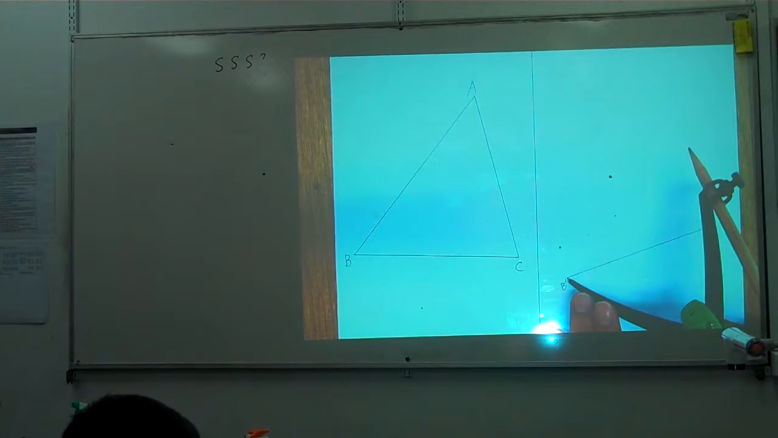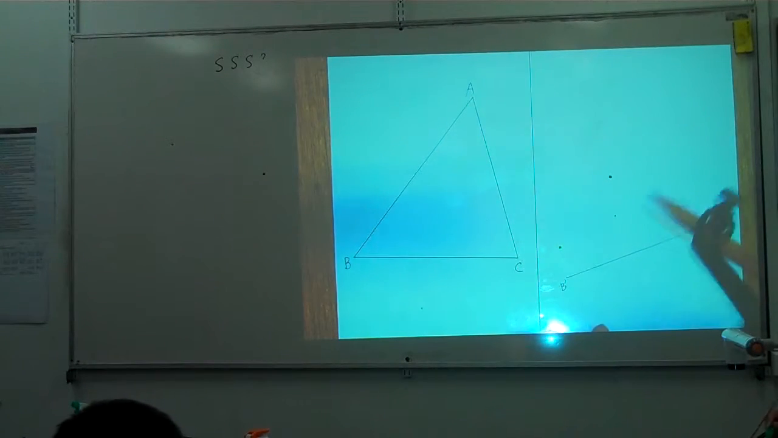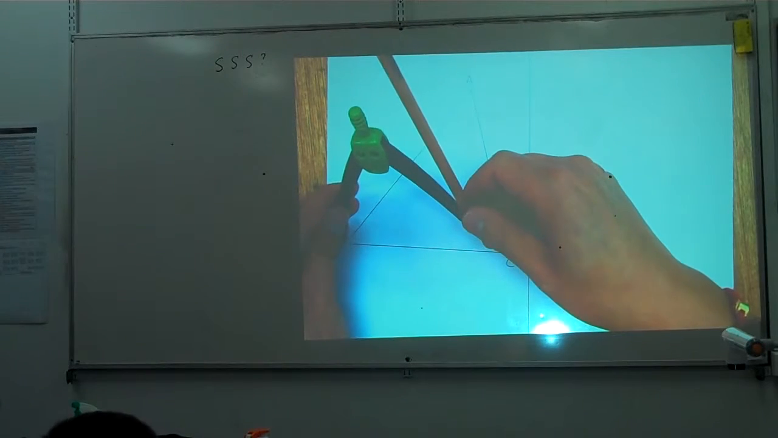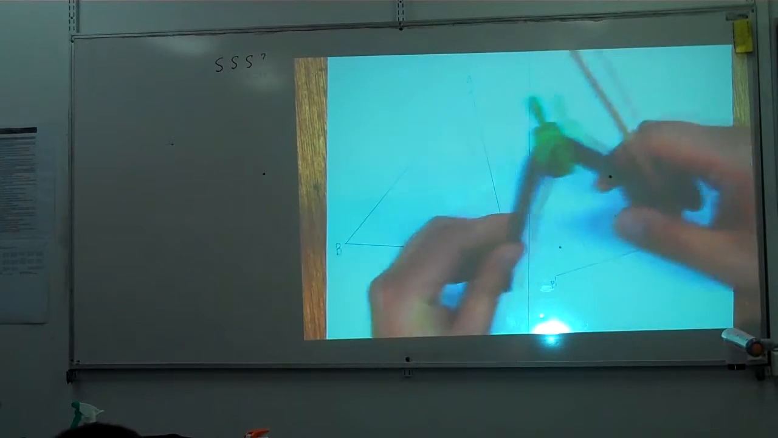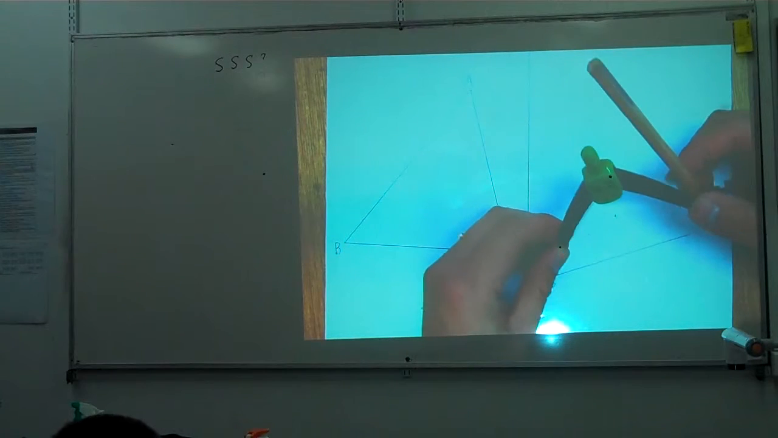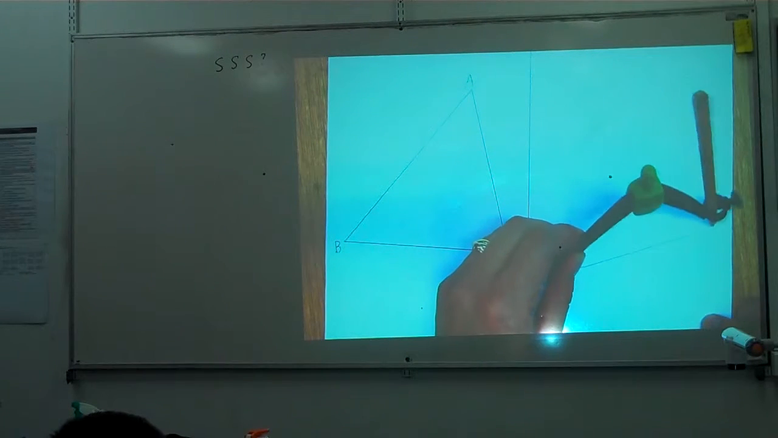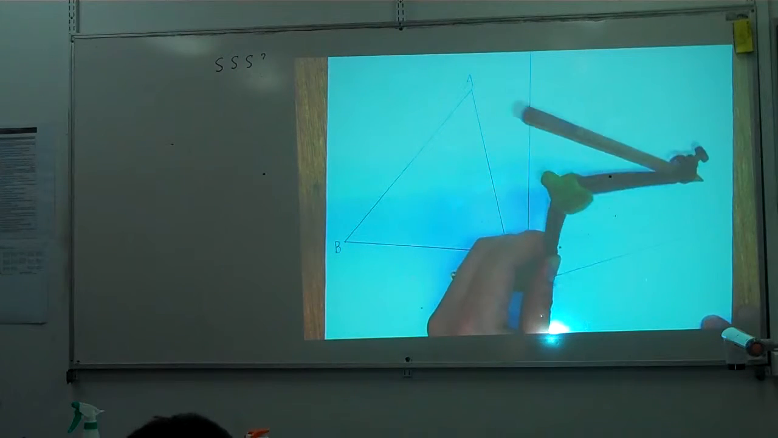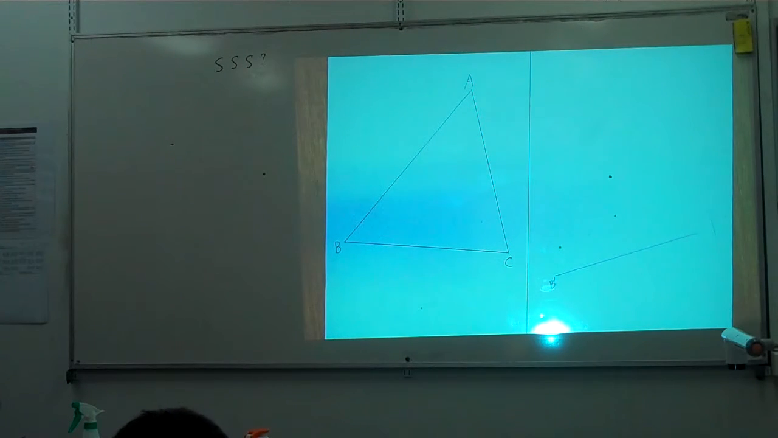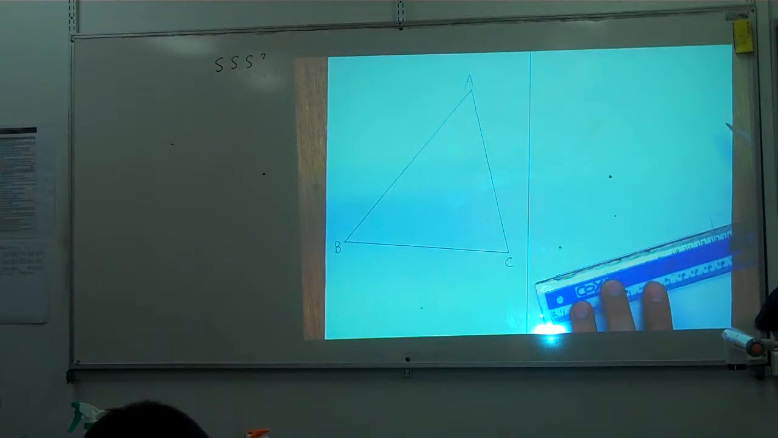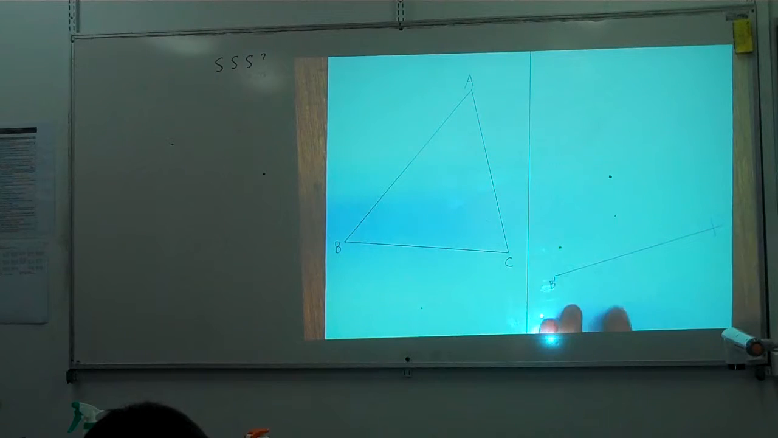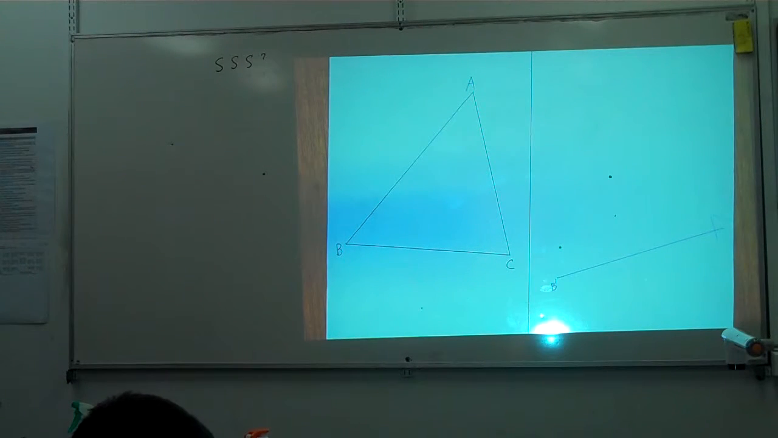So we make B here. And then I draw an arc. Okay, BC. B is here, and then I draw an arc. Now you can see my line is not long enough, so you can extend this line. So this point is your C dash. Good.